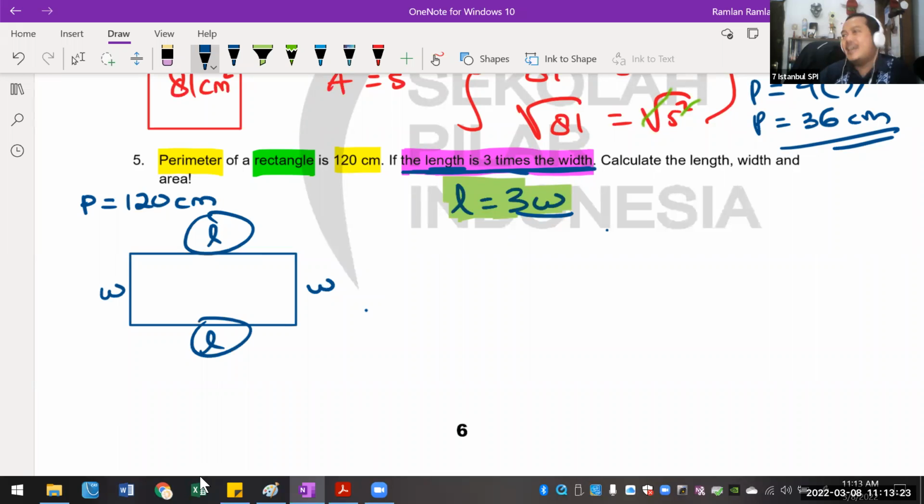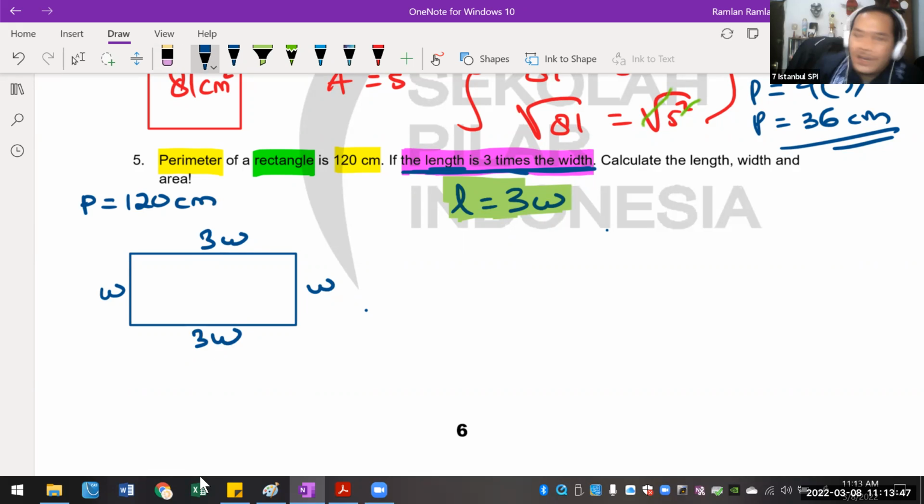Ya enggak? Kalau saya tahu L sama dengan 3W, ya L ini saya ganti aja jadi 3W dua-duanya. Kenapa? Supaya variabelnya ada 1 doang ya. Biar variabelnya enggak 2. Kalau 2 kan agak susah ya. Belum saya ajarin pula, belum. Ya udah, so which means that I'm gonna change these 2 L's by 3W. Okay, sampai sini nyambung ya?